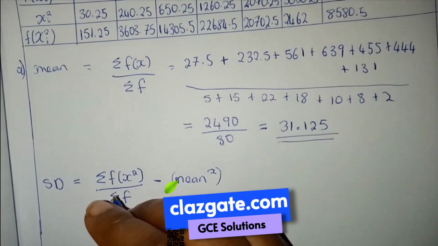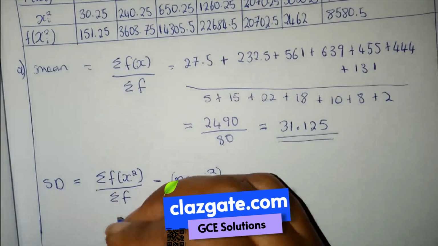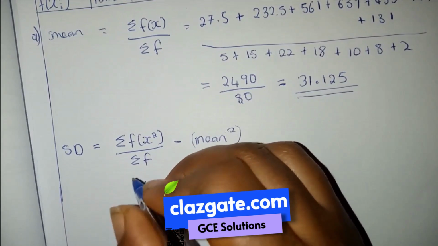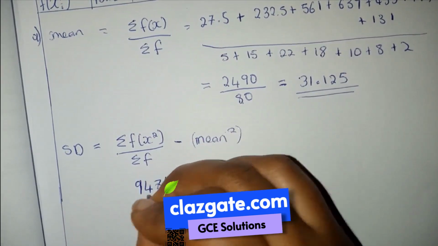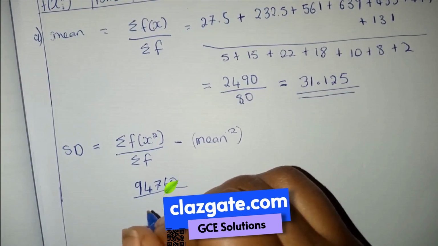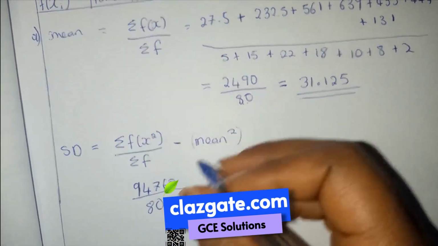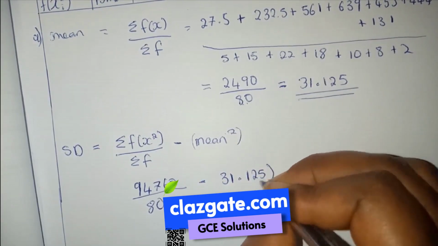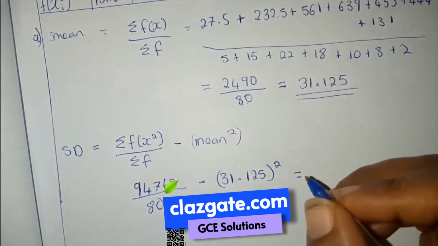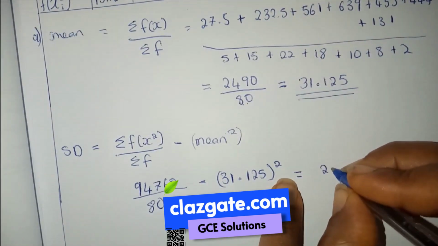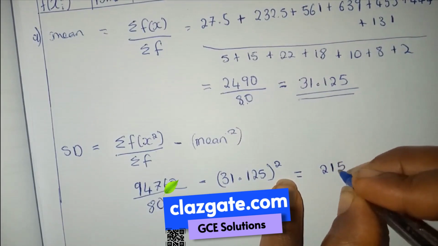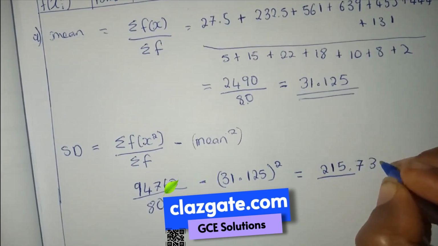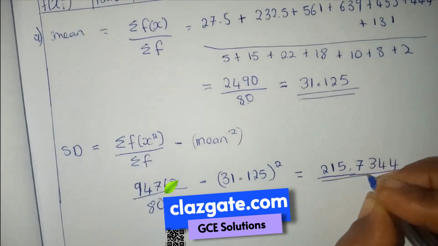By my calculator, the sum is 94,760. All of this divided by 80, which is summation of f as calculated here, minus the mean squared. So what is our answer? When you simplify this, our answer will be 215.7344. Good.